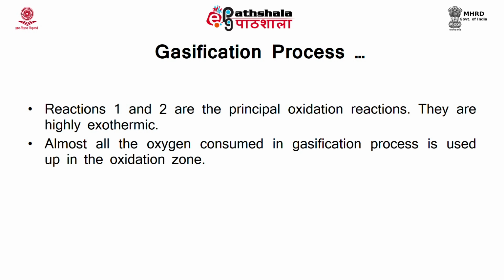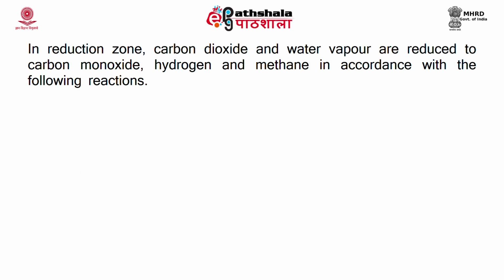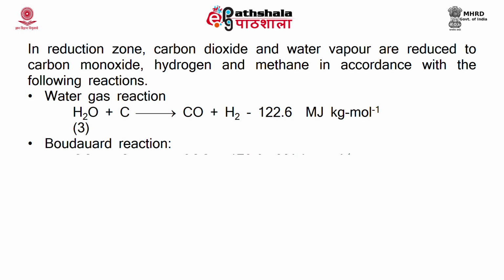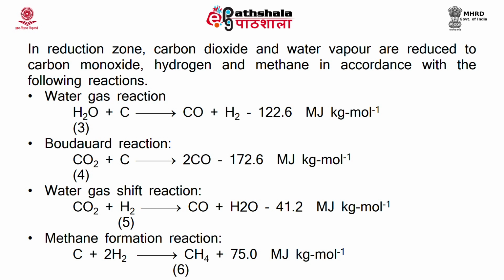Almost all the oxygen consumed in the gasification process is used up in this zone. The temperature in the oxidation zone normally ranges from 800 to 1300 degrees Celsius, depending upon the type of gasifier and the fuel used in the gasifier. The carbon dioxide and water vapor leave the oxidation zone at high temperature and move into the reduction zone. In the reduction zone, the carbon dioxide and water vapor are reduced to carbon monoxide, hydrogen and methane, in accordance with the water gas reaction, Boudouard reaction, water gas shift reaction and methane formation reaction.